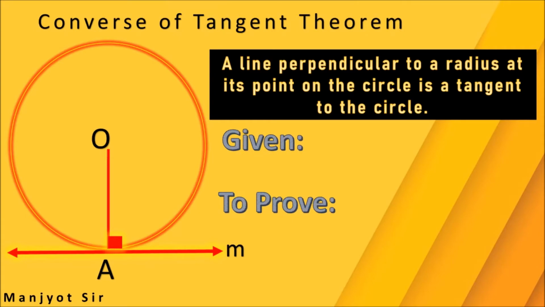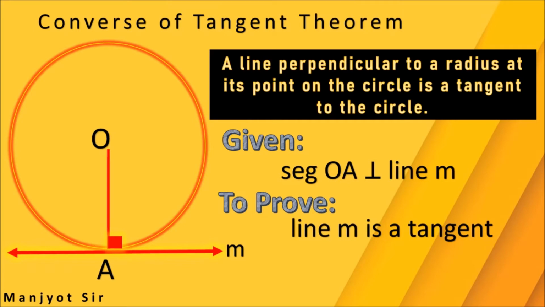See, again in simple words, the given information will be OA perpendicular to line M, and since they are perpendicular, by the converse of the tangent theorem we can say line M is a tangent. I hope everyone is clear with the converse of the tangent theorem.